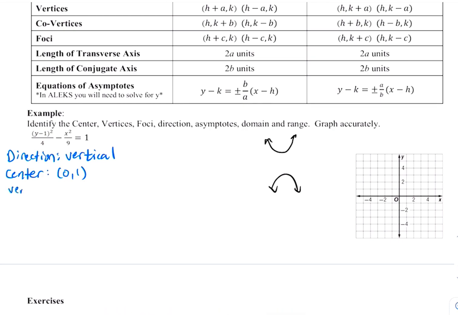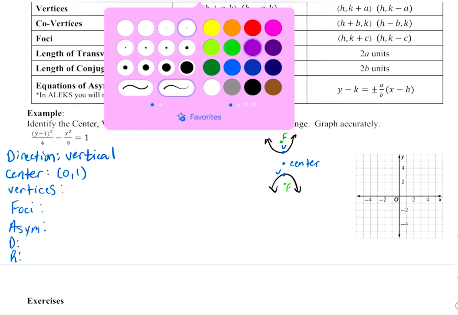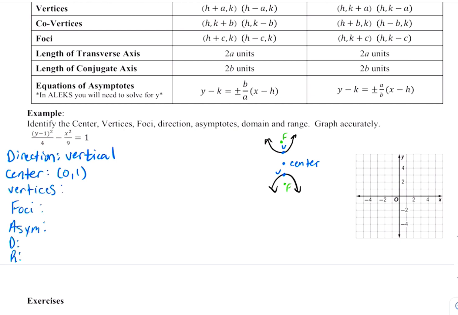And then for the vertices, we will have to know A. Foci, we have to know C. And then the asymptotes, we will have to know our B value. And then we need to figure out domain and range. Okay. All right, so again, for our picture, here's my center. And then the vertices are on those U shapes. And then we have the foci inside of our U's. Okay, just to kind of give us an idea of how to find those pieces. So like I said, next we're going to focus on finding our A, B, and C values.